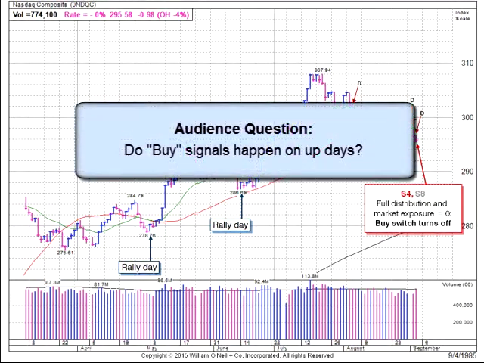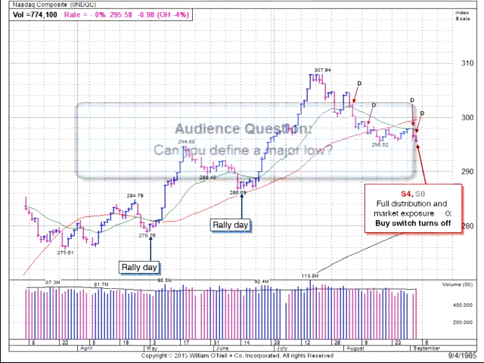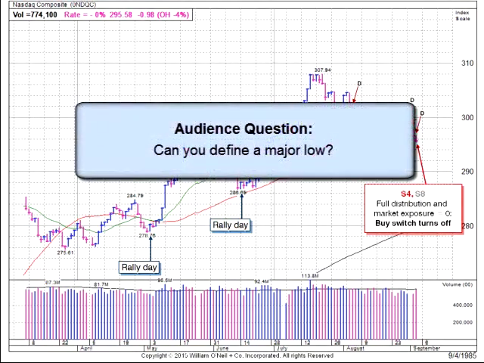Is that on up days? On up days, yeah. So the B3, the B4, the B5, they only happen on up days. Almost every buy signal, I think every buy signal, has happened on an up day. Can you clarify major low and minor low?